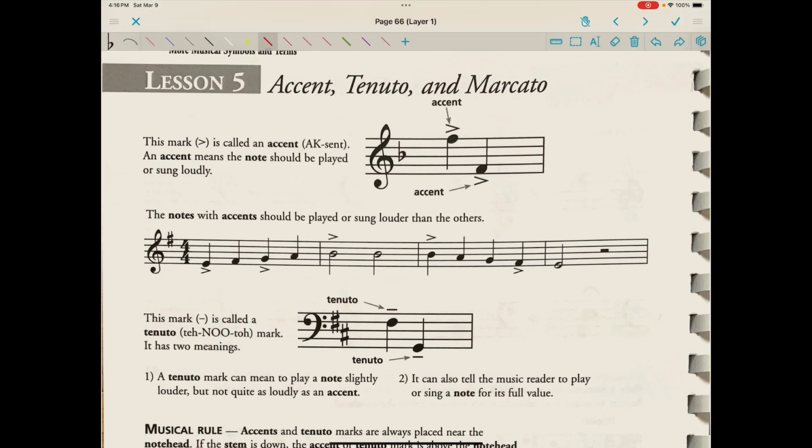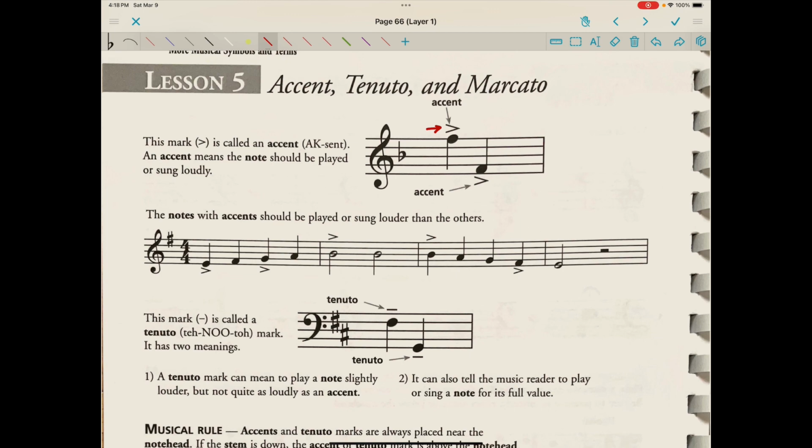This mark is called an accent. An accent means the note should be played or sung loudly. Again, I'm sorry, but I need to disagree with Mr. Albrecht here. I think the issue we're running up against is that he's possibly trying to oversimplify this. An accent is not a dynamic marking. An accent is an articulation marking, which tells us how we should start and or stop a note.